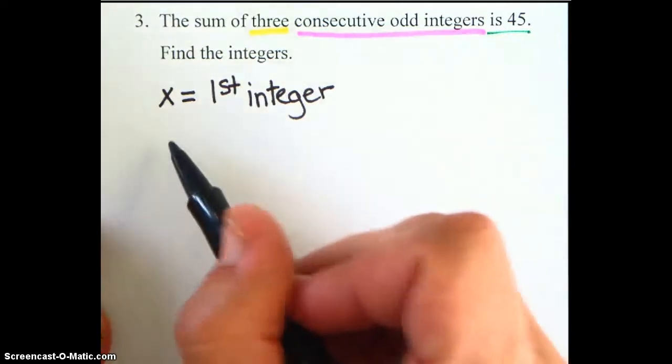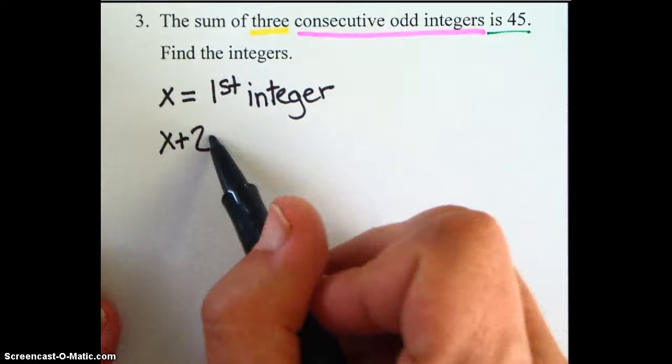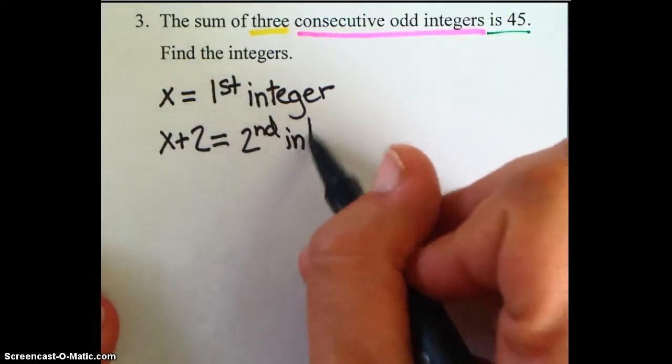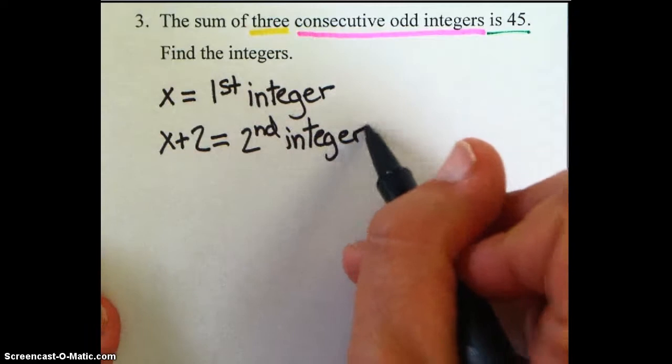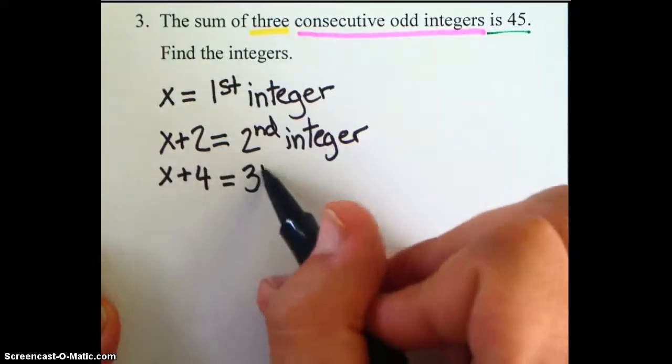Consecutive odd means we're skipping over the number right next to it. So to get to the next odd, we need to add 2. So x plus 2 will be our second integer. And then x plus 4 equals our third integer.